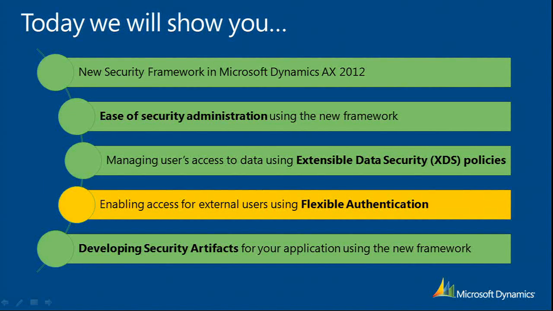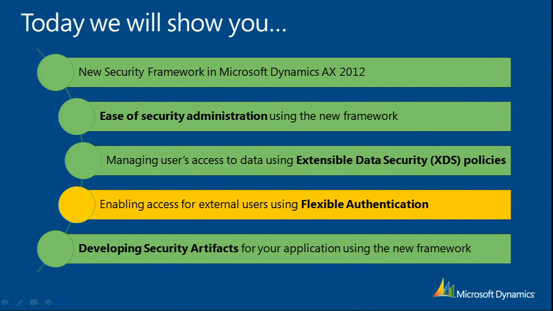So far we've looked at the functional and data security piece of things. But what about authentication? Local Active Directory authentication has always been there for AX for a long time. However, if you wanted to allow access for external users, by that I mean users who are not part of your local Active Directory, then it was a fairly complicated process. You could set up domain trust and things like that, but again, it's a lot of management overhead. But with flexible authentication, now you can do that fairly easily.